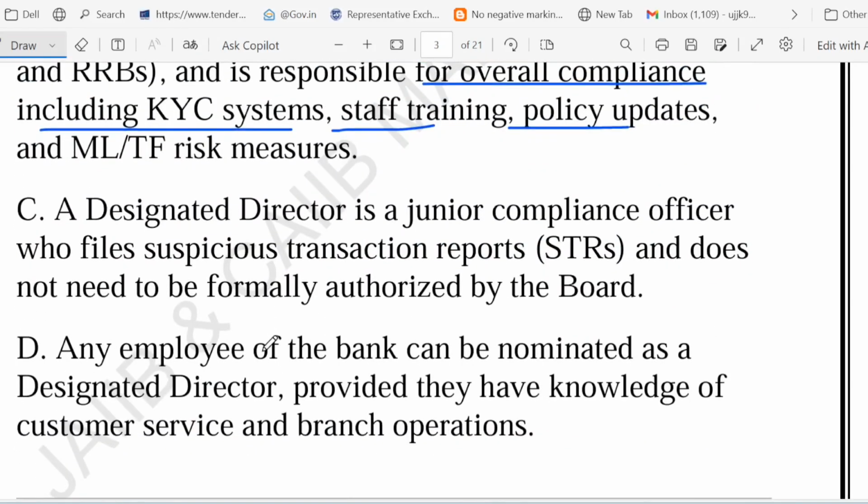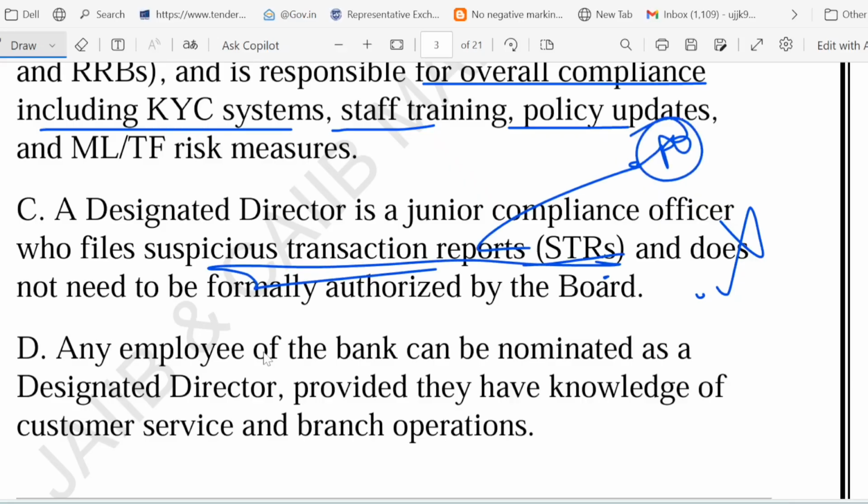What about option C? Option C says that DD is a junior compliance officer filing STR. That is not true. That is wrong, because filing STR is usually the job of the PO. Remember, a suspicious transaction report is to be filed by the PO. Who is PO? PO is called the principal officer, not the designated director's job.